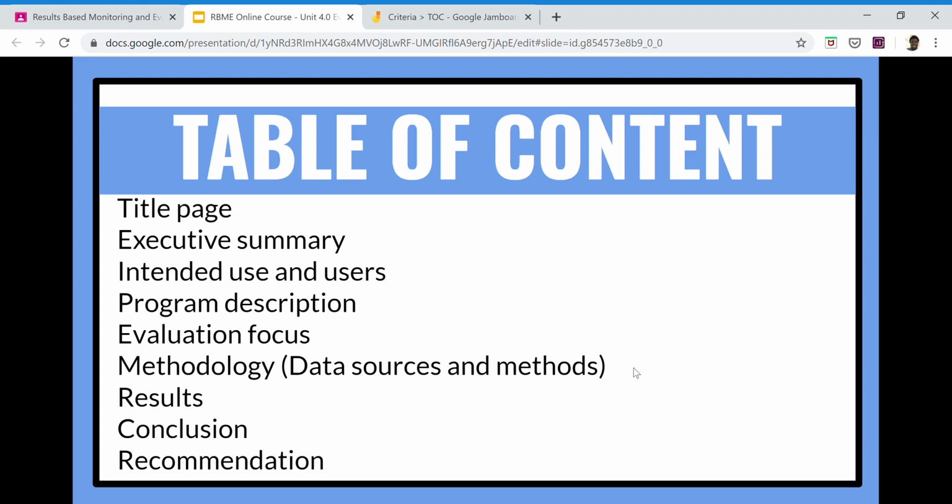contents that are common to every bilateral agency, multilateral agency, or the government of any country. So that's what we have in it. So it includes the title page. You need a title page, which is a start page. You also need to have the executive summary, which is a summary of everything in the report. You need to have the purpose of the evaluation, and also who are going to use the findings from the evaluation report. There's a program description in the context of the theory of change.